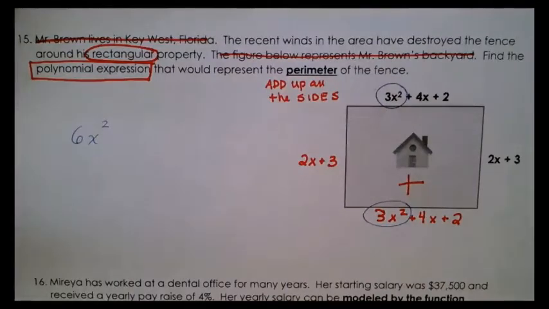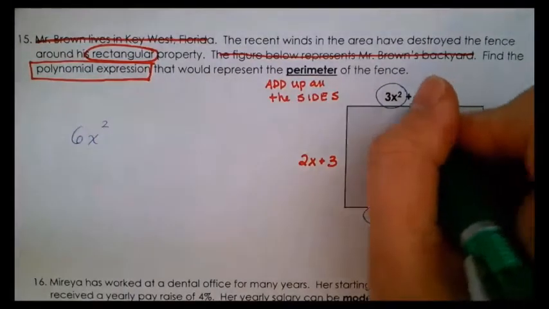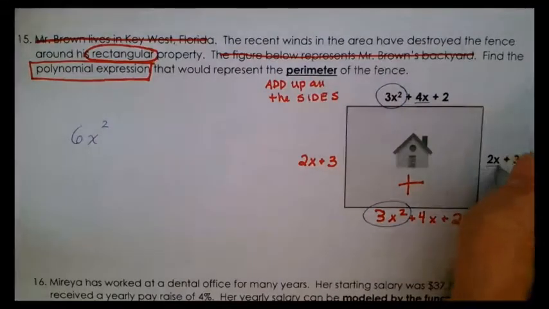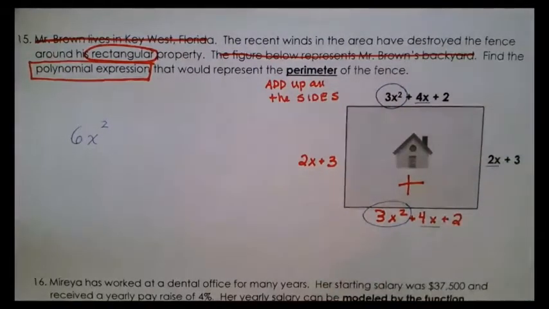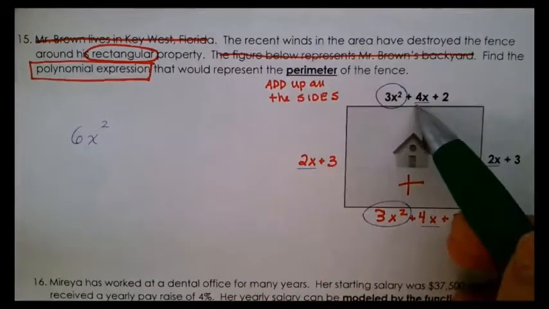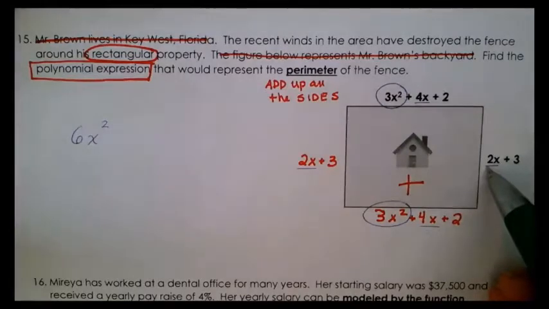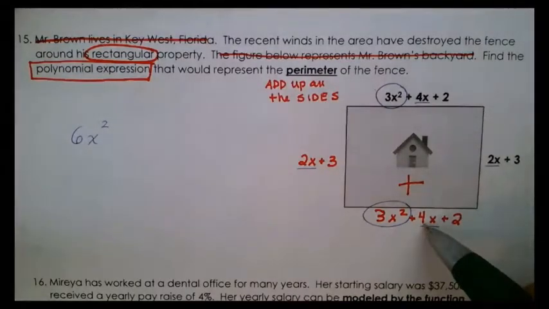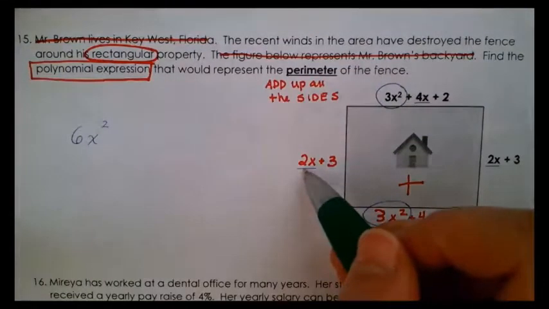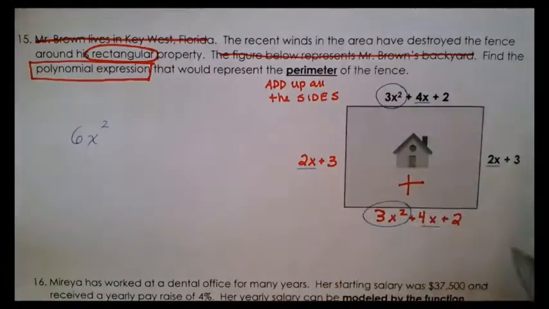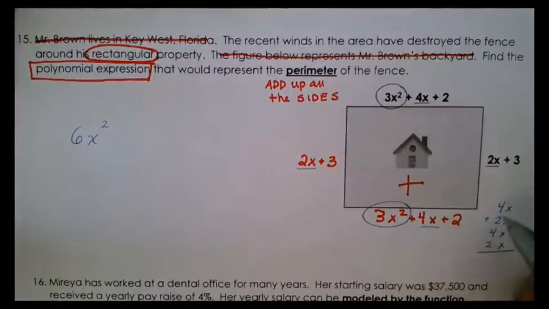Next, let's go to the regular x terms. I have 4x, I have 2x, I have 4x, and I have another 2x. So we have to add all of those together. 4 plus 2 is 6. Plus 4 is 10, plus another 2 is 12. So one more time, I'm doing 4x plus 2x plus 4x plus 2x all together. 4 plus 2 plus 4 plus 2 is 12x.